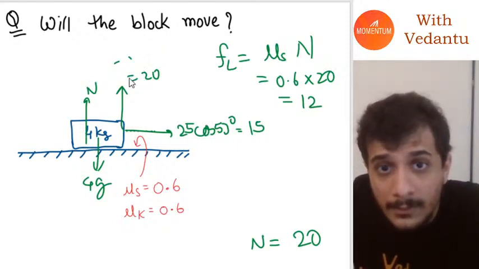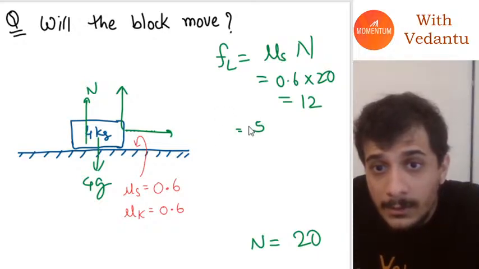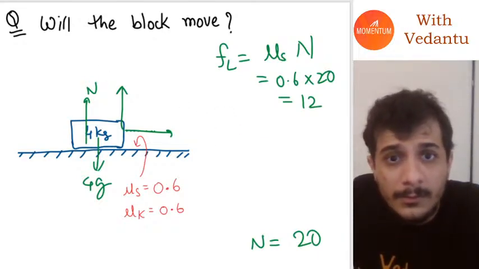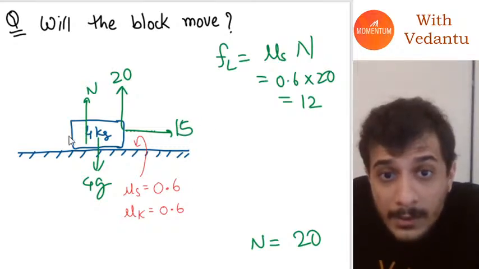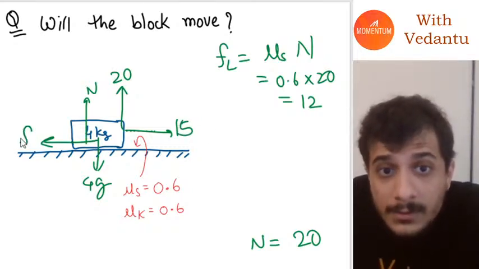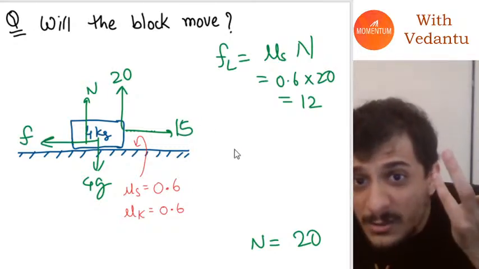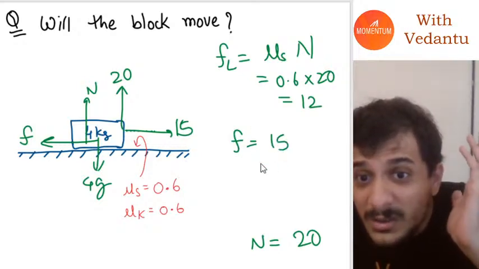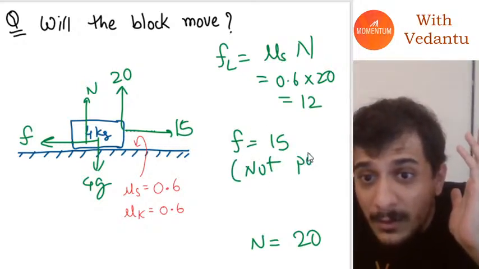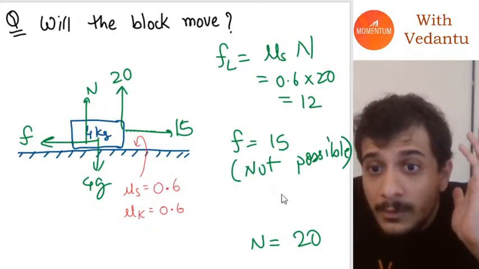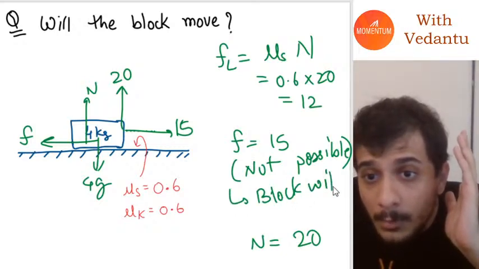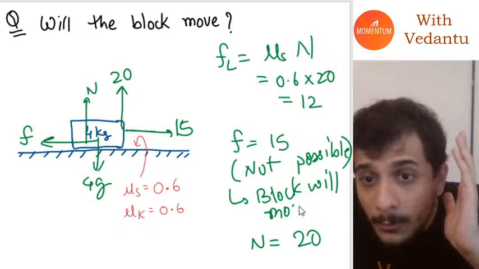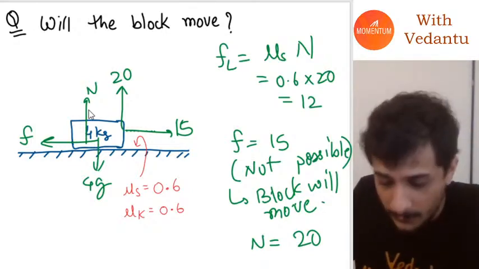If you look at this, it is 20 and 15. Let me write it properly. My force of friction will be in this direction. How much friction do I require? 15 newtons, which is not possible. So therefore, the block will move. I hope everybody understood.